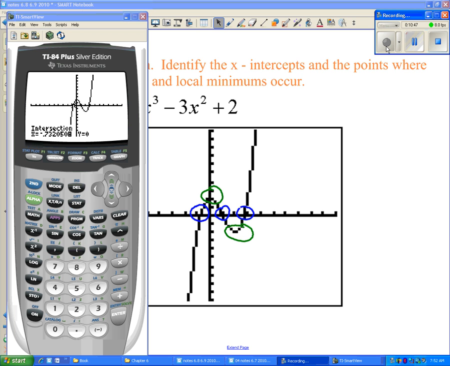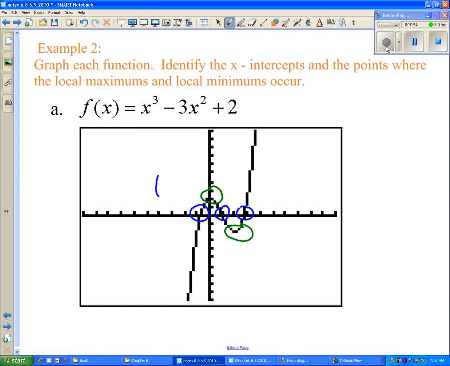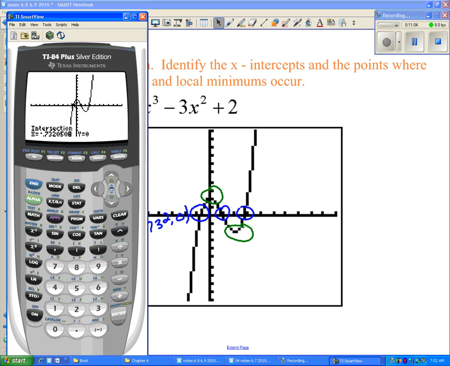So this first point turns out to be, I'm going to do it in blue, negative 0.7320. That's my first 0, my first x-intercept, my first root. I need to find the other 2. So I go back to my handy-dandy little calculator. I hit second trace to go to calc. I hit number 5 for intersection.